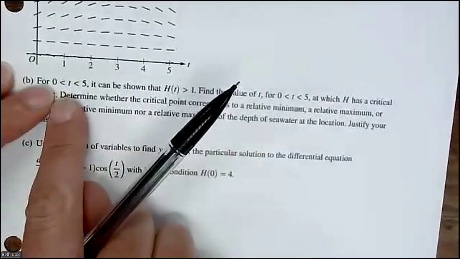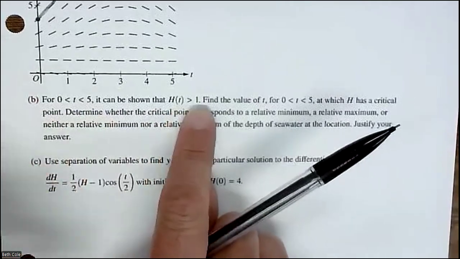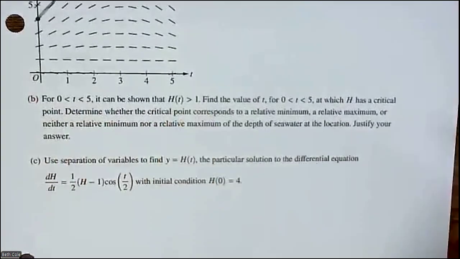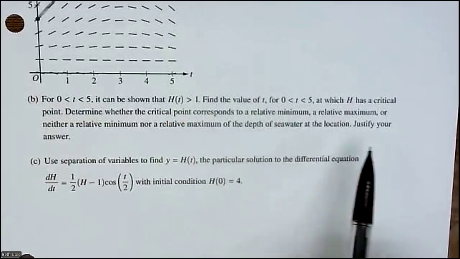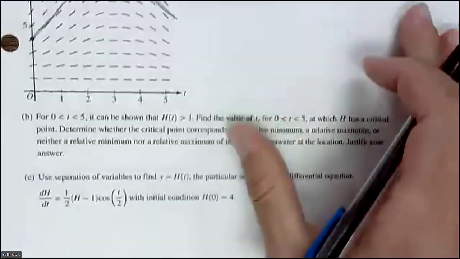All right, letter B. For 0 to 5 times 0 to 5, it can be shown that the graph is going to be above 1. Find the value 0 to 5 at which there is a critical point. All right, critical points. How do you get critical points? They come from what? What equals 0? So a slope means derivative. So we're going to set the derivative equal to 0.